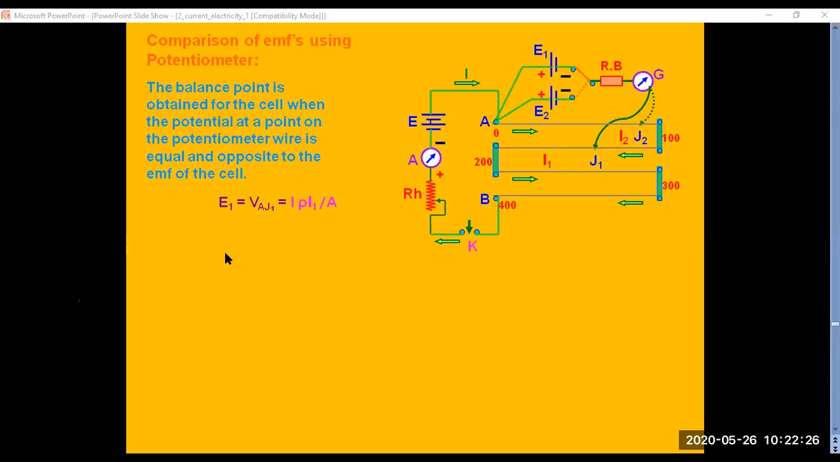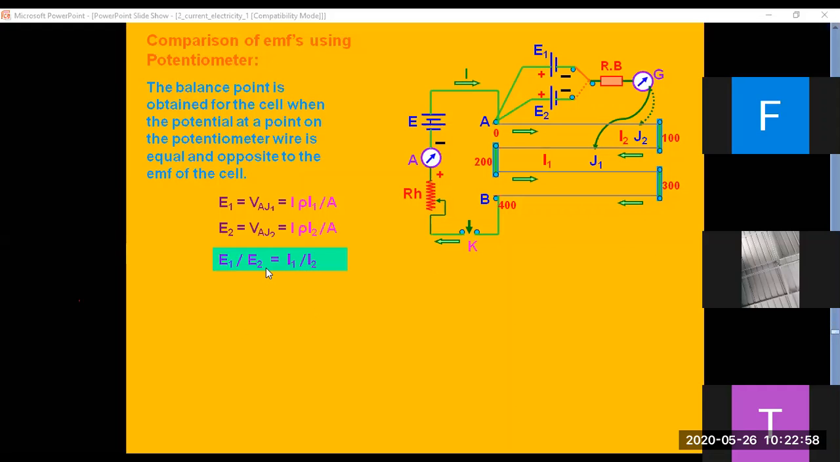Same way for the second one. E2 will be equal to V, A as it is. Balancing point will be J2. So when you take J2, this will be again equal to I rho L2 divided by A. So all common terms will cancel. I and I will cancel. Rho and rho will cancel. A and A also will cancel. So what we will get? E1 divided by E2 is equal to L1 divided by L2.